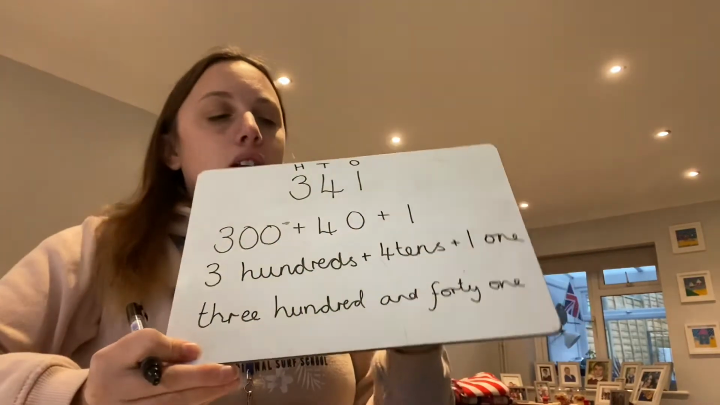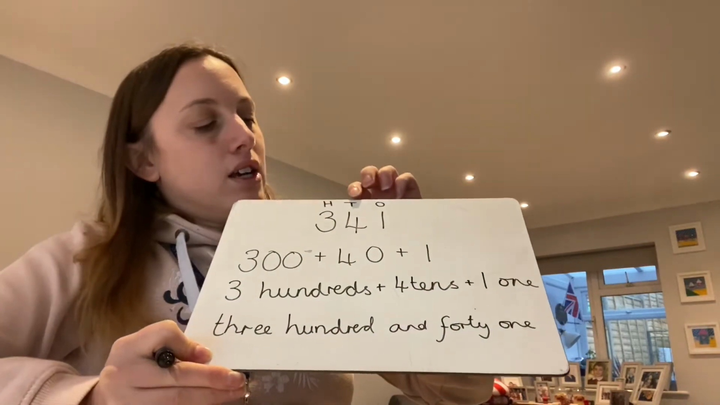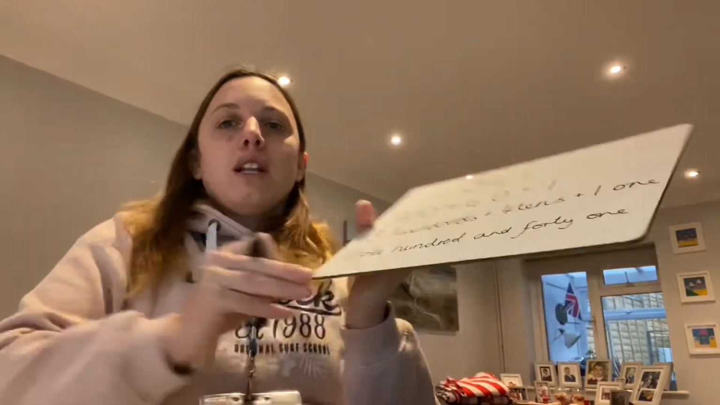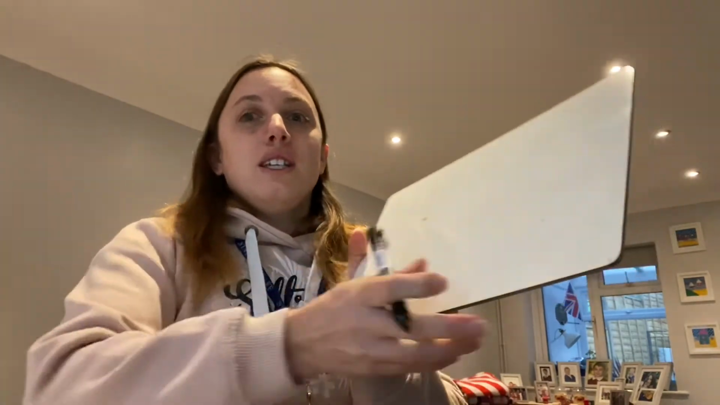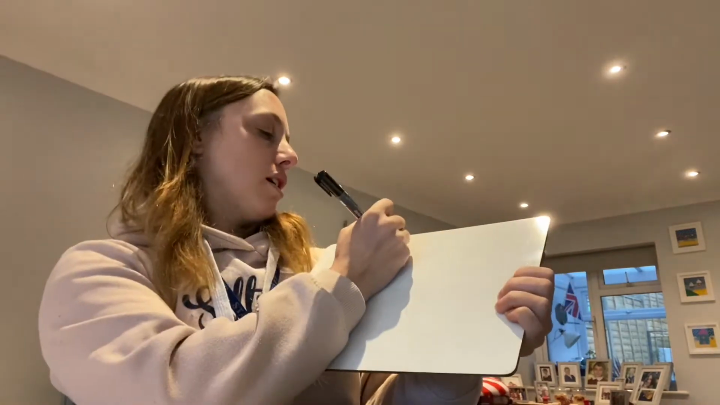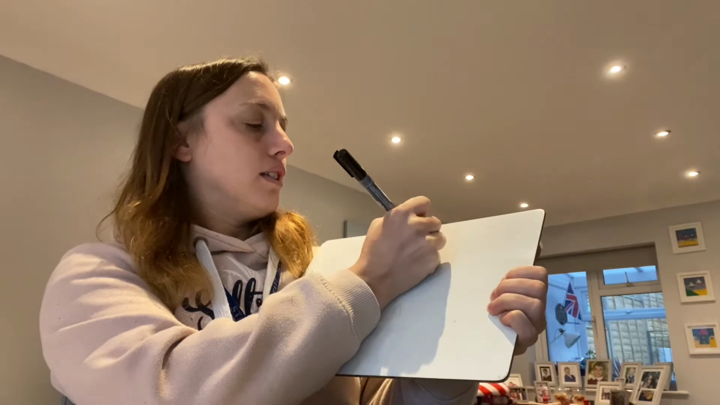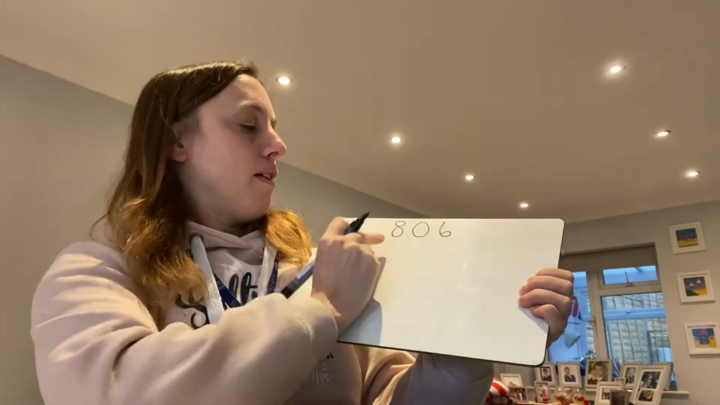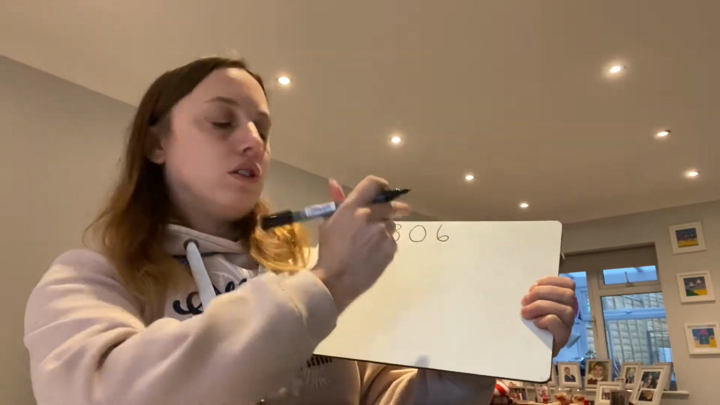So we're constantly looking at the place value, what each digit represents within that three-digit number. So let's try one more together. This time we're going to use 0 as a placeholder. So this time I've got 806. So here are my hundreds, my tens, and my ones.